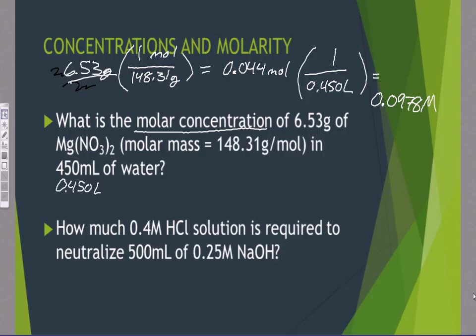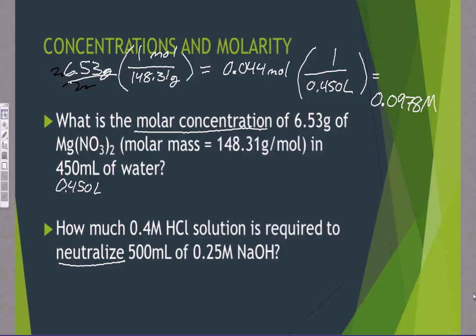So if we have a 0.4 molar hydrochloric acid solution, how much of it do we need in order to neutralize 500 milliliters of a 0.25 molar sodium hydroxide solution? How should we start this problem? Right, we should write a balanced equation because we want to figure out what the problem is actually asking us. So the problem is asking us to neutralize the NaOH.